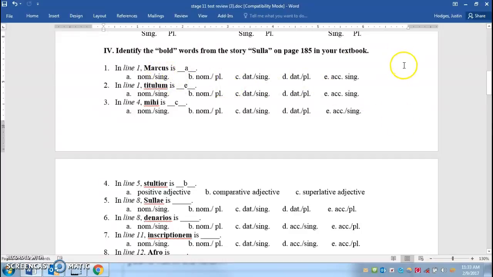So this first one, in line 1, Marcus is a nominative singular. This just requires that you have an understanding of how to read the chart. Marcus, -us, we've gone over this, is a second declension noun, and in the second declension, -us is a nominative singular ending. So the answer is clearly A for number 1. Similarly, in number 2, titulum is an accusative ending, and it is an accusative singular ending, so you can easily choose accusative singular. Number 3, as covered in the last video, mihi is the dative form of the word ego, so it means to or for me, and that makes it dative singular.